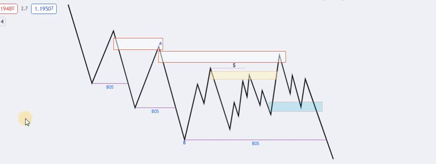Welcome to my new video: market structure, demand and supply zones, and liquidity interaction. If you understand your demand and supply zones, it will really help you to trade market structure properly, including the concept of liquidity.